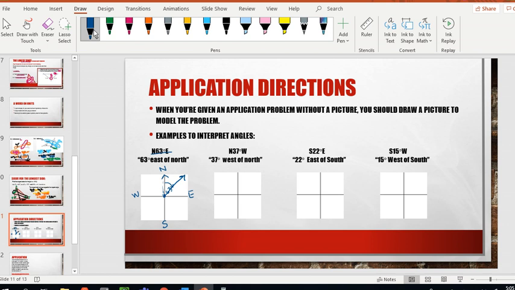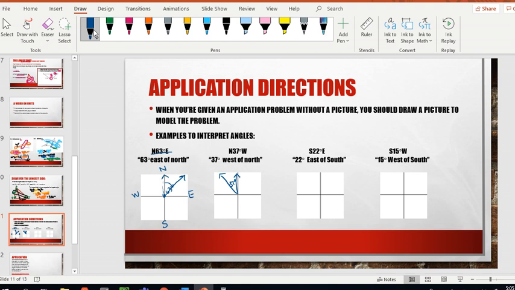That should be 63 degrees. It looks more like 45. I wish I'd drawn that down a little bit more, but that's okay. You get the idea. So the 63 is up here, not down below. North, 37 degrees west. So I go north. That's one side, and the other side is 37 degrees west. So this is 37 degrees.